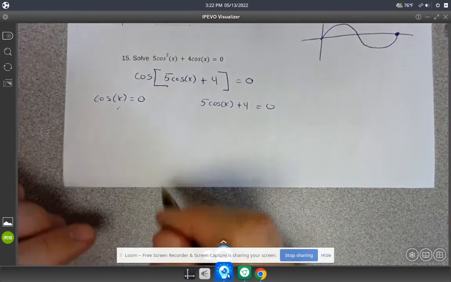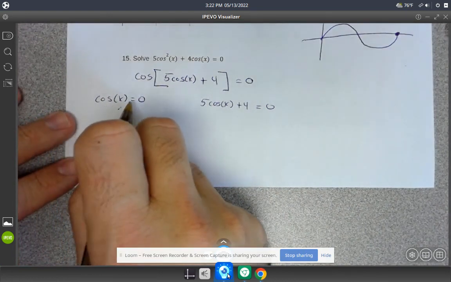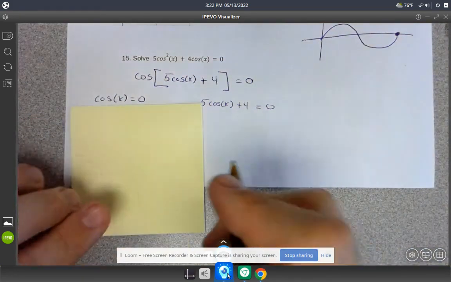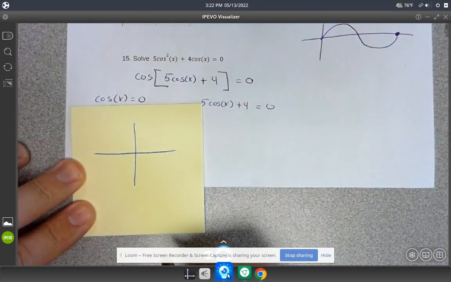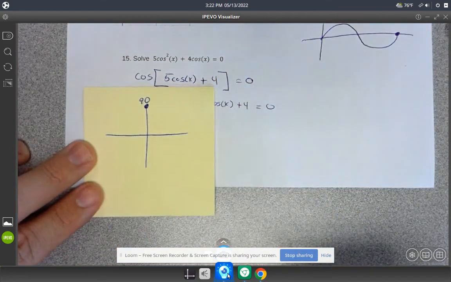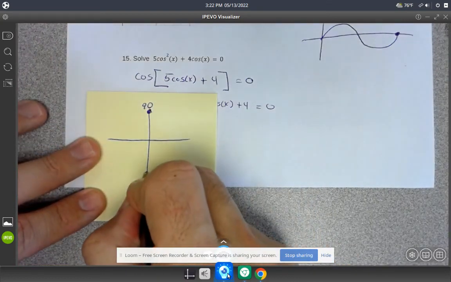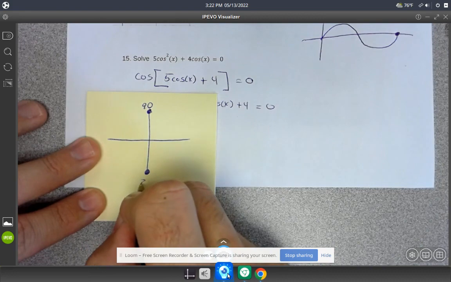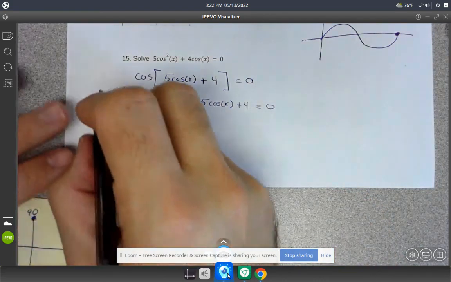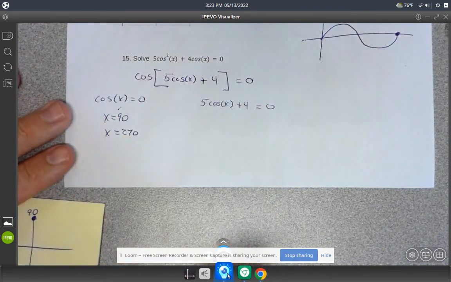You want the places where cosine is equal to 0. So on the unit circle, where cosine is equal to 0 is going to happen at the 90-degree mark. Remember, cosines are x values. So cosine is equal to 0 at 90, and it's also equal to 0 at 270. Those are going to be the two base solutions there. Happens at 90, and it happens at 270.